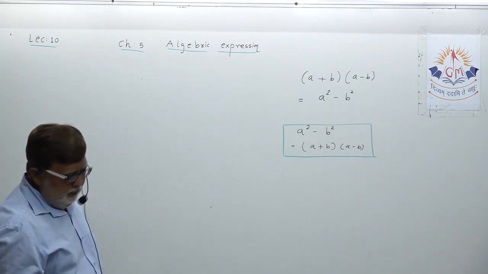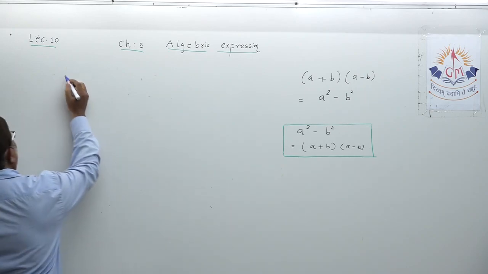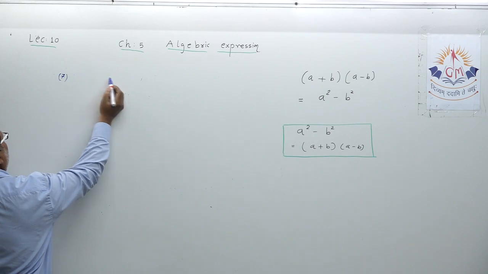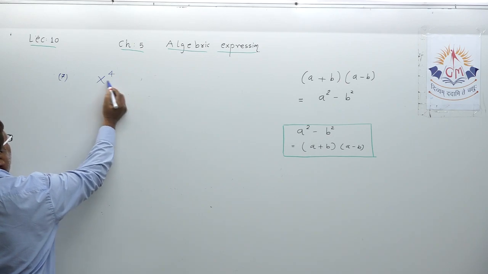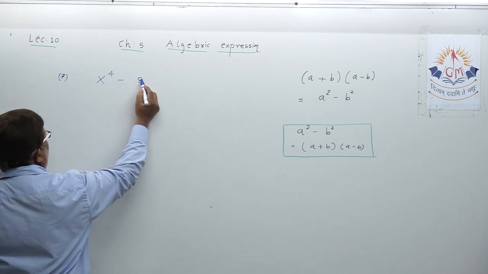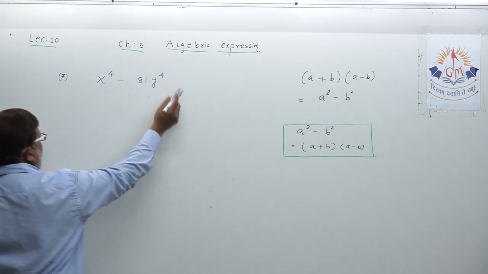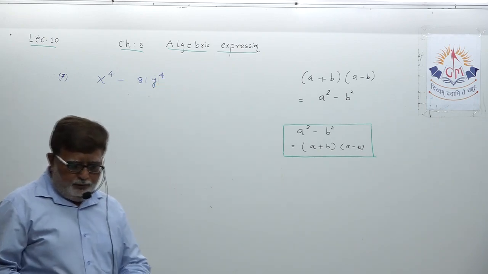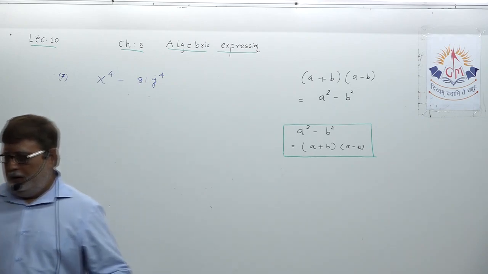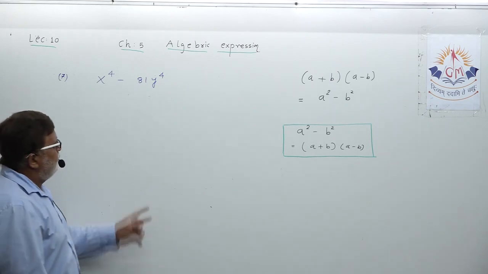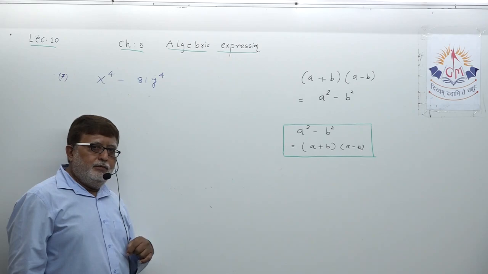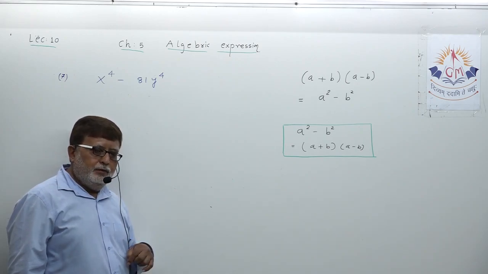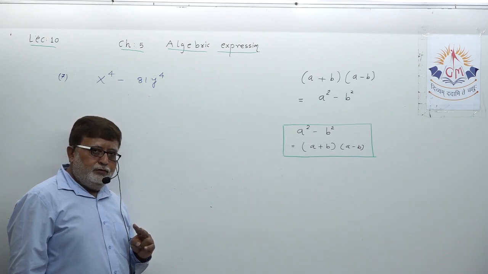Suppose example number 7. Suppose you are given like this, x raised to 4 minus 81 y raised to 4. First, dear student, thinking, how many terms can you say? 2. What is the sign between the two terms? Negative. Are both perfect square? Their square root is possible?